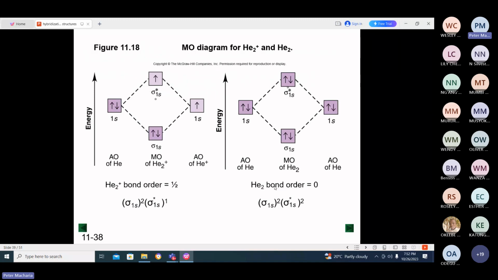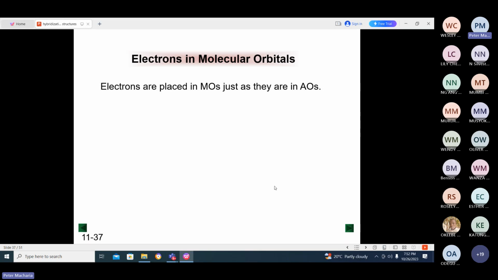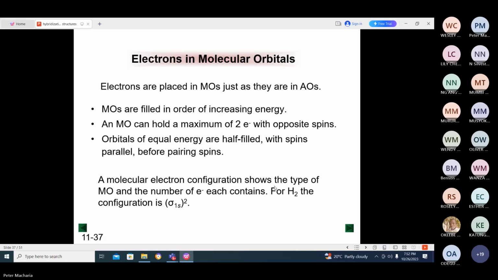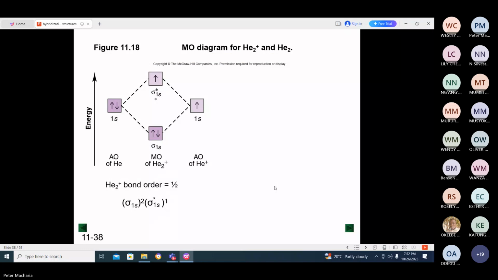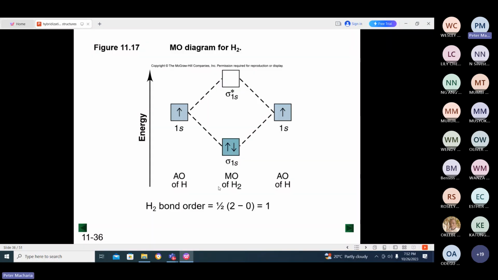So let's go to how you count the bond order again. The bond order is counted as half times the number of bonding electrons minus the number of antibonding electrons. If you have a full number, then that is a favored molecular orbital combination. So for hydrogen, the bond order is half times 2, the number of bonding electrons in a hydrogen molecule, minus zero antibonding electrons.